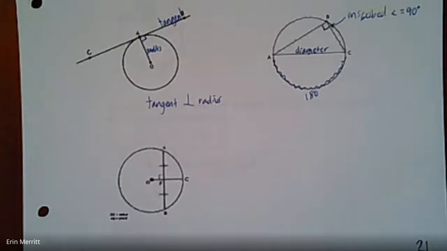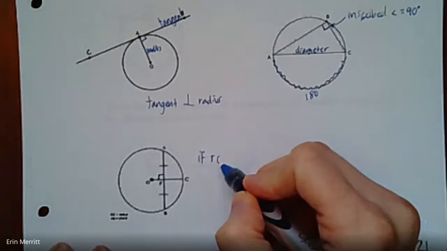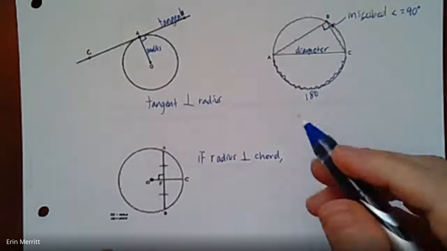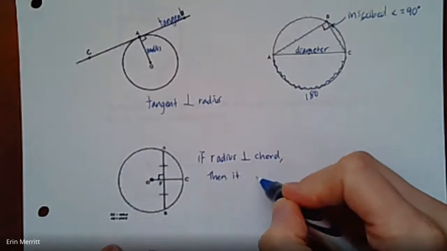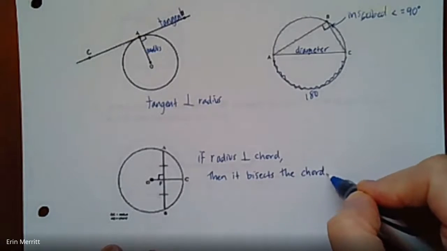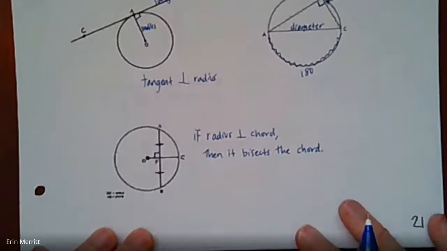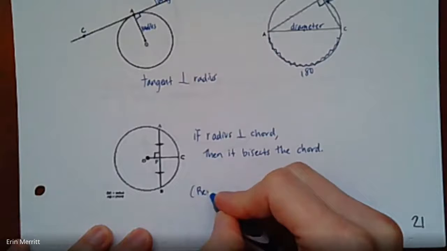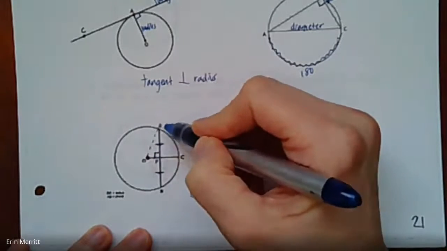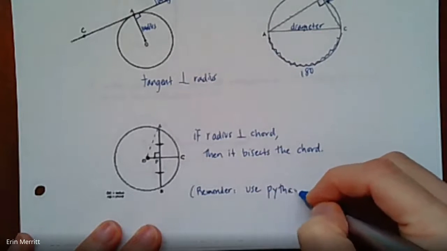All right, last one here. If you have a radius that is perpendicular to a chord, so if the radius is perpendicular to a chord, then it bisects the chord. So that means we get those two little equal parts. So this is one of those questions, just as a little reminder that it's great to draw in the radius and you create a right triangle, so you can use the Pythagorean theorem.